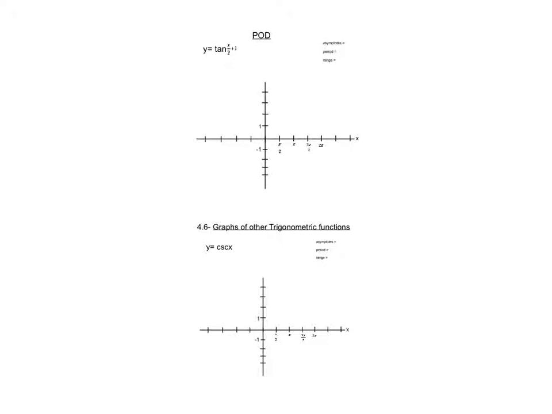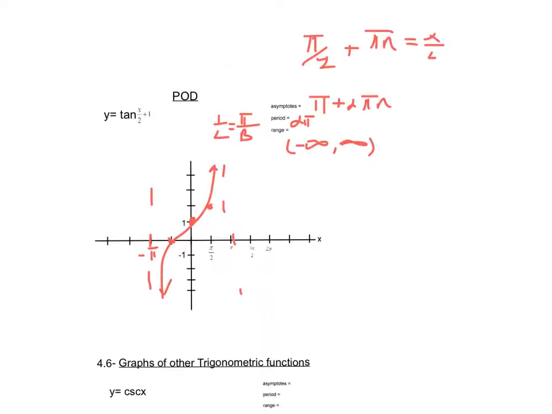So exciting. Alright, I'm going to have you just try out the POD, the warm-up. You want to figure out the tangent function, figure out where the asymptotes are, the period, the range, all that jazz. Then we will get into the reciprocal function. So pause the video, try it out, see what you get, and then come back.